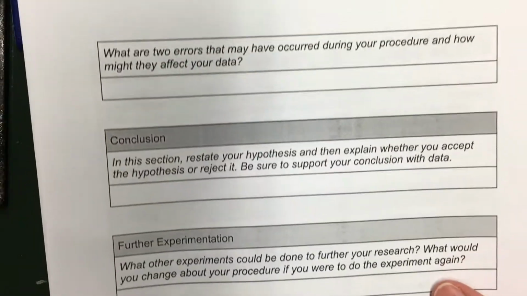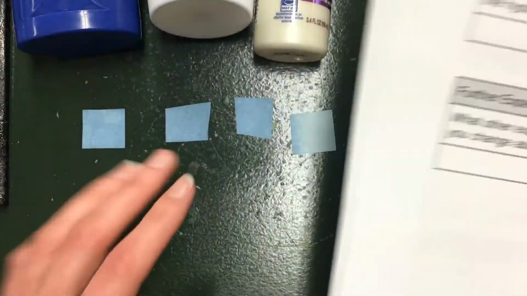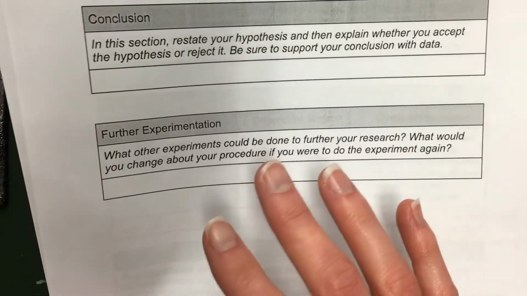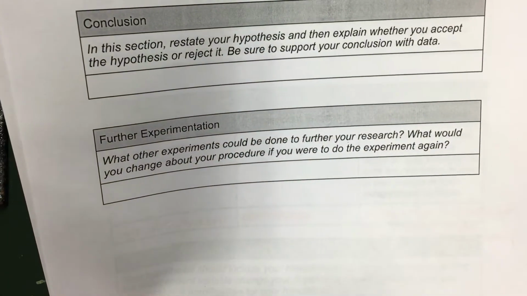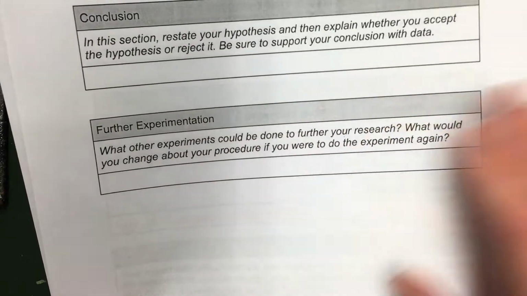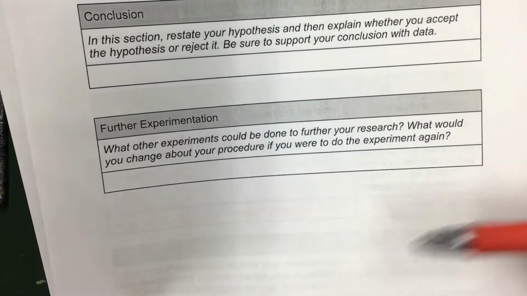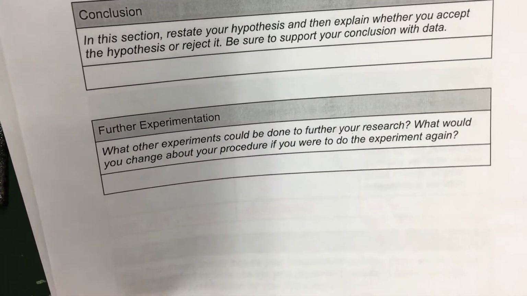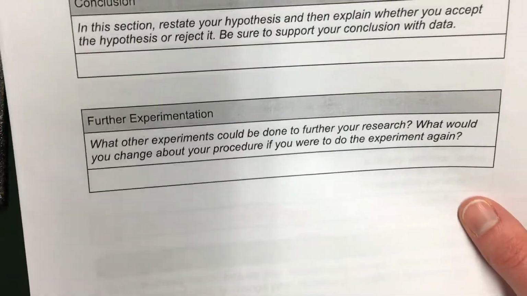And then, also you need to talk about possible errors. So for example, some of the groups might have been thicker than other groups, or I might not have held the UV wand at the same distance the whole time. There's lots of possible errors. And then what other experiments could be done to learn more about this.